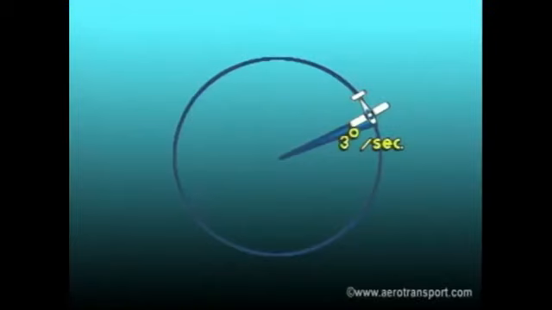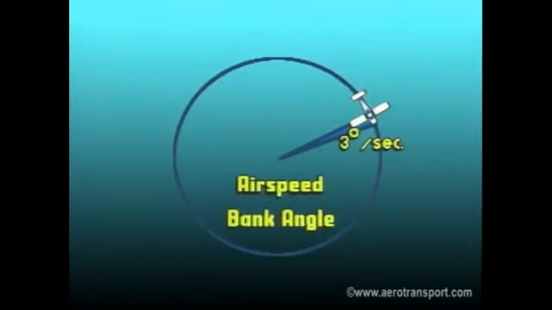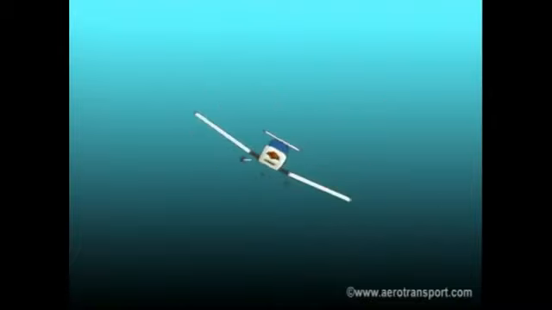A standard rate turn is made at the rate of 3 degrees per second. The rate at which your aircraft turns is determined by the airspeed and bank angle. Here is a simple formula to estimate the angle of bank required for a standard rate of turn.